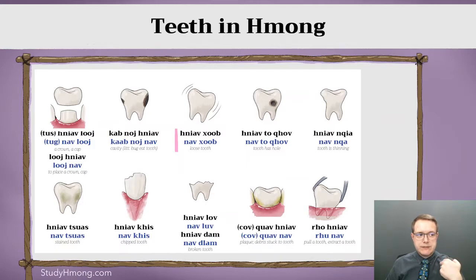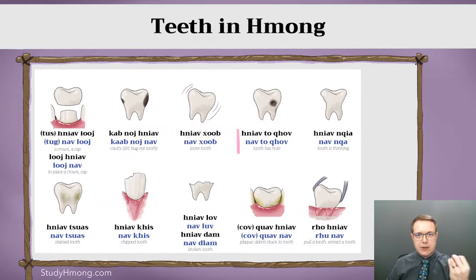Loose tooth, we could say nia song, or na song in Green Hmong. You could also say nia o zho, your tooth is moving. O zho means to move or shake. Or na o zhu. I don't have that on there, but just so you know, there's another way of saying it.